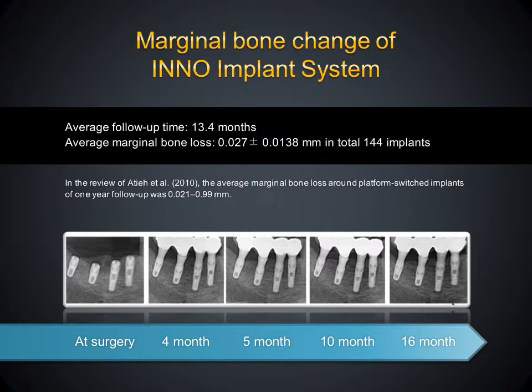Total marginal bone loss was 0.027 plus minus 0.0138 mm. In the review of INNO et al., the average marginal bone loss around platform switch implants at 1 year follow-up was 0.021 to 0.99 mm. The marginal bone change of INNO system was not significantly different from the INNO review.